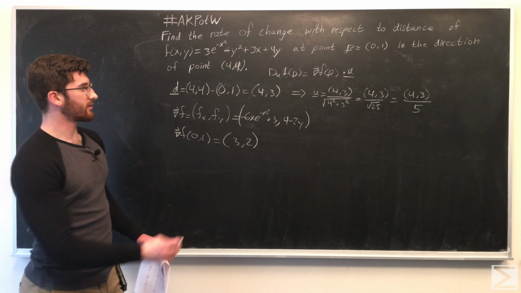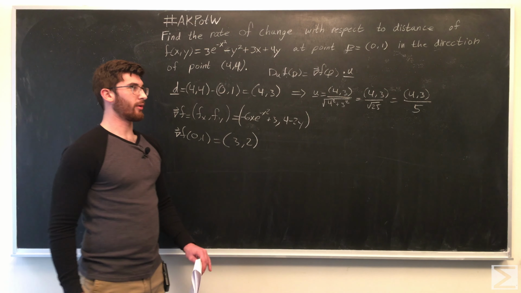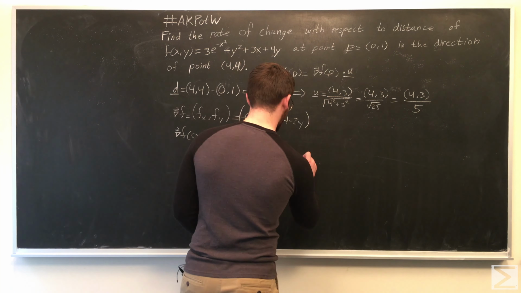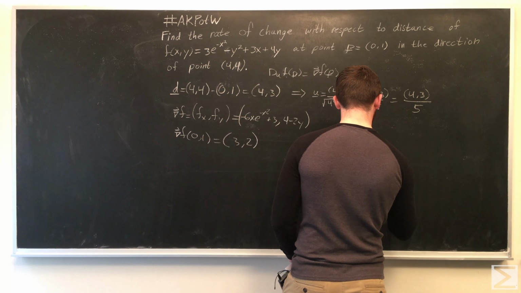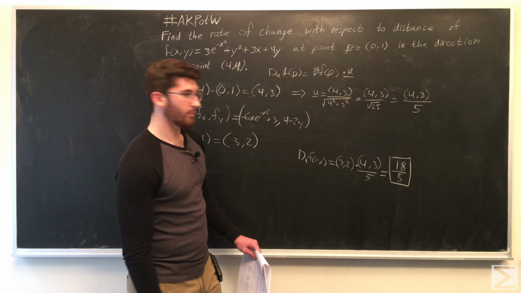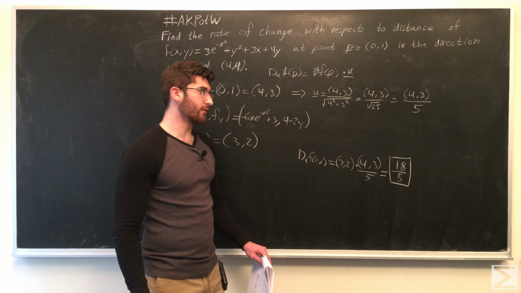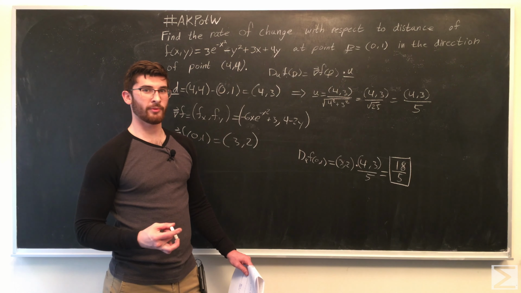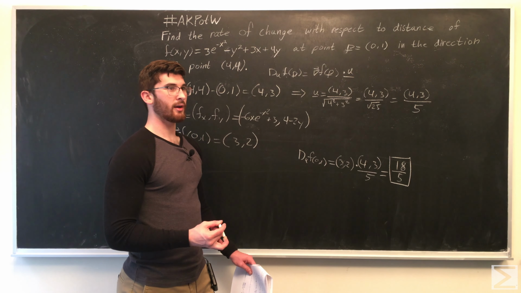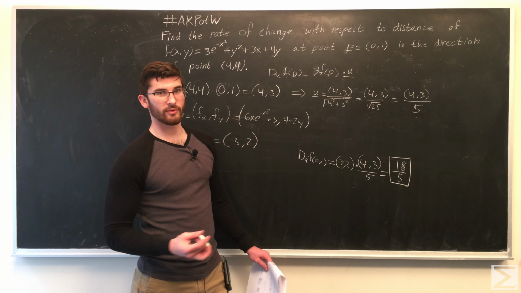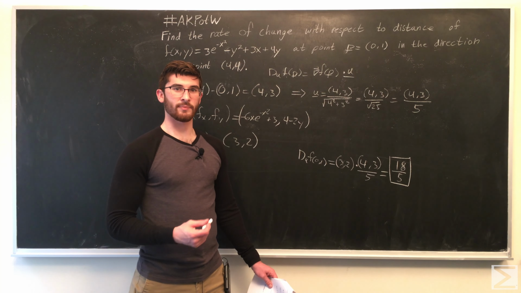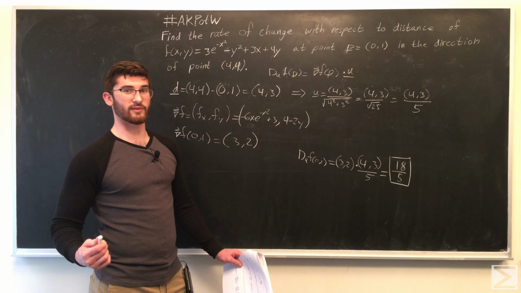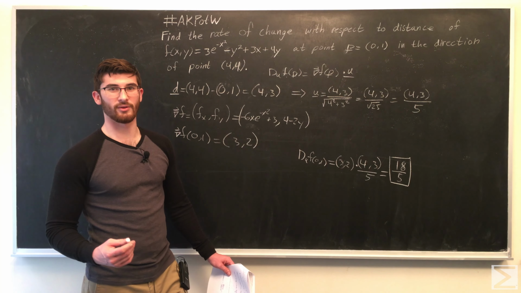So now all we have to do is take the dot product of (3, 2) with (4, 3) over 5. So when we take that dot product, we get the final answer of 18 over 5. Since there's no units given in the problem, the answer is going to be unitless. But when you're dealing with directional derivative problems, there could easily be lots of scenarios where you're going to have units, so you have to pay attention to that while you're dealing with these problems.